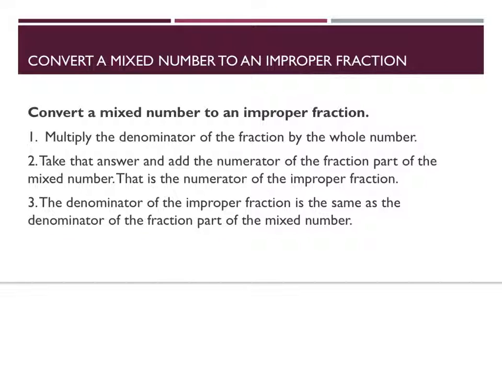Now we want to convert a mixed number to an improper fraction, so we want to go the other way. Now to do that, I've got the directions here. It makes more sense when we do it, but you multiply the denominator of the fraction by the whole number, take that answer and add the numerator. That is your new numerator, and then you keep the denominator.